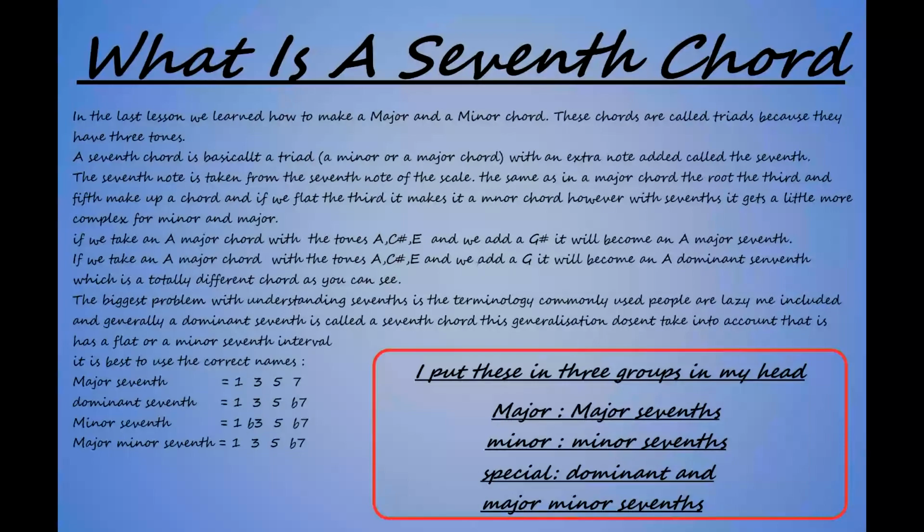I'm lazy, included me. And generally, a dominant seventh is just called a seventh. People generalise a seventh chord and don't take into account it has a flat or a minor seventh interval in a dominant seventh. They just think it's a seventh. So it's best to use the correct names.